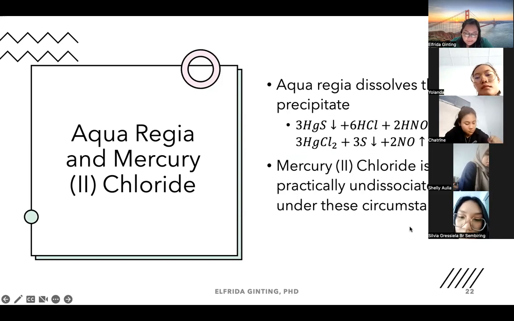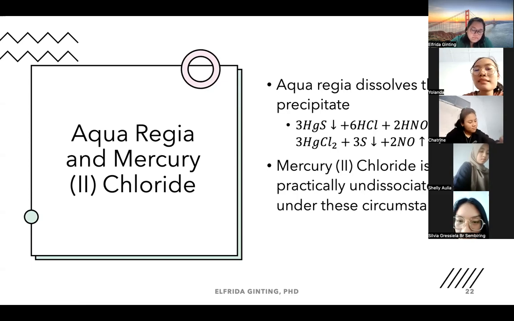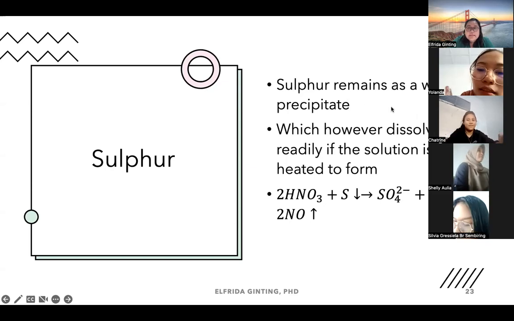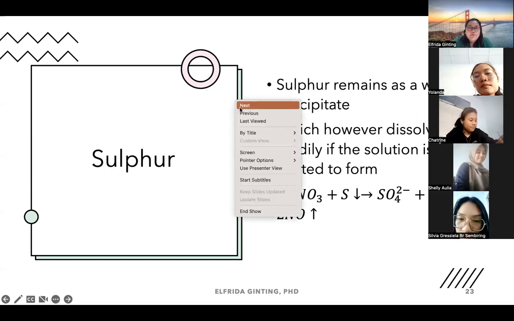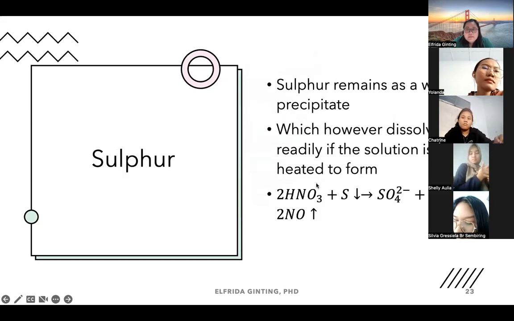What color is sulfur? White, yeah, white precipitate, okay? So sulfur here will stay as a white precipitate. And if we want to further dissolve this to make sure that we don't have any stubborn mercury sulfide, then we can react this solution with nitric acid.